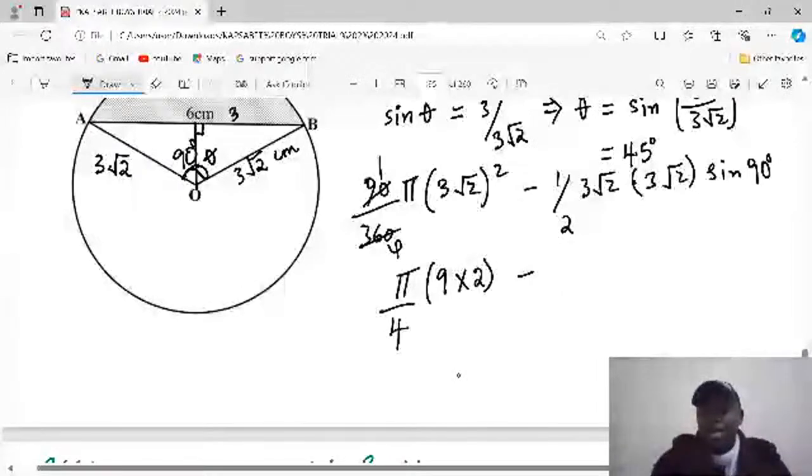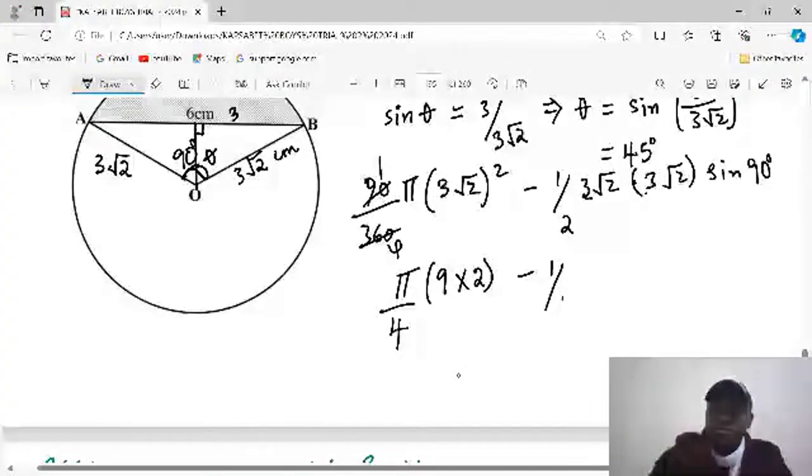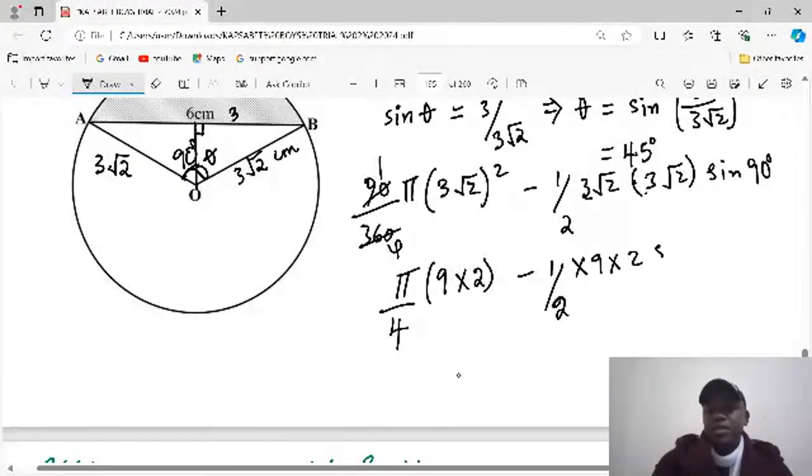On the other side now, we have 3 root 2 squared, which makes it 9 by 2 again, because 3 by 3 becomes 9, and root 2 by root 2 becomes 2. So it will be half times 9 times 2, the sine of 90. The value of sine 90 is usually 1.